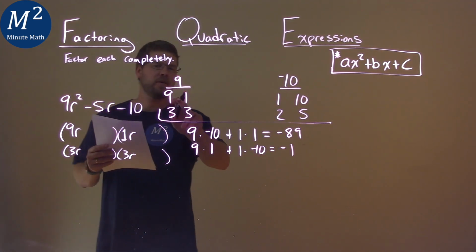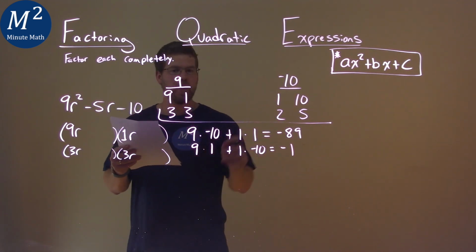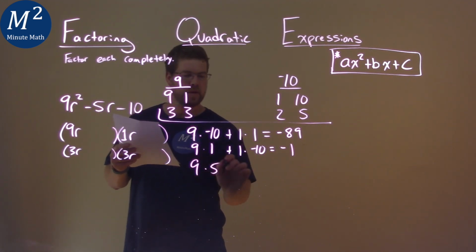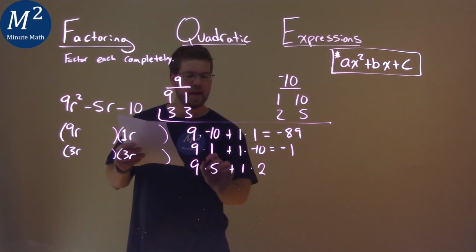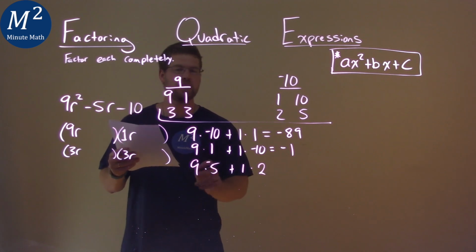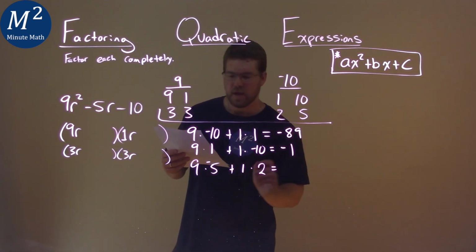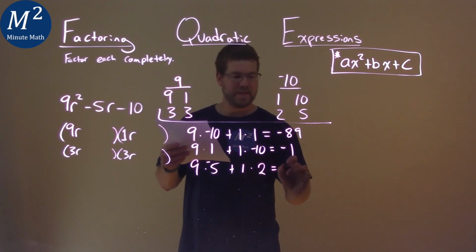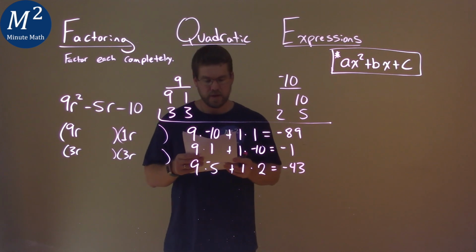So let's try it again now, the first set, 9 and 1, with the 2 and 5. 9 times 5, and then we have plus 1 times 2. And the negative will go on the 5 because 9 times negative 5 is going to be a larger number than 1 times 2. Add that together, and that comes out to be a negative 43. And again, not equal to negative 5.